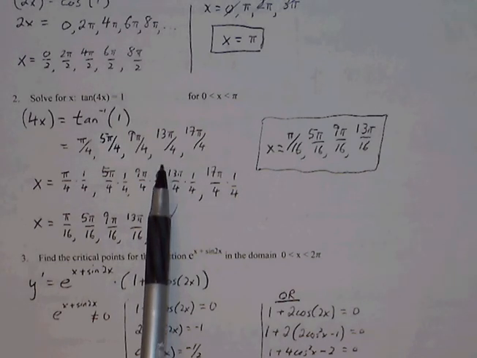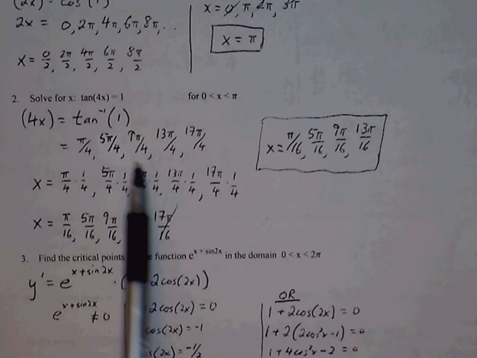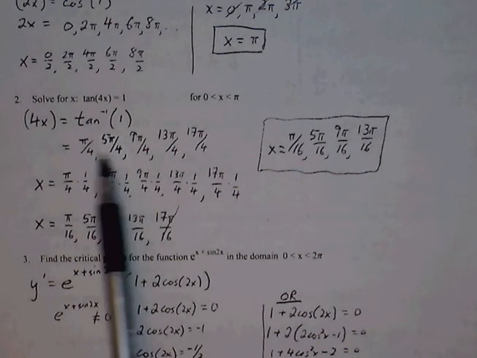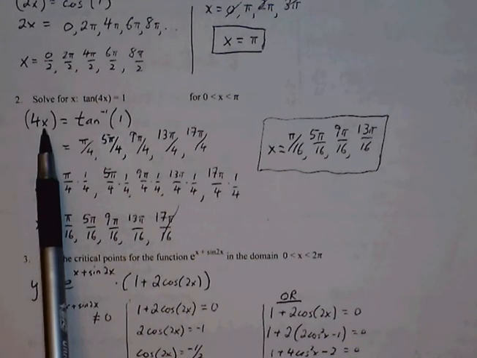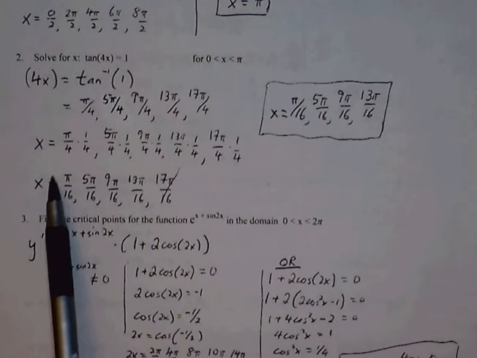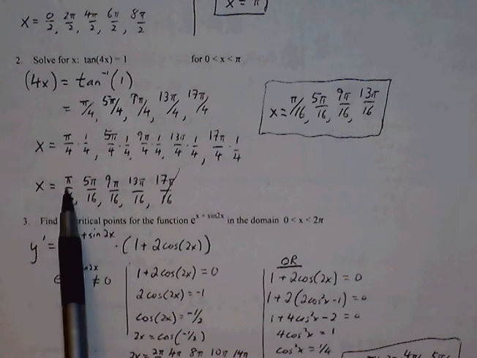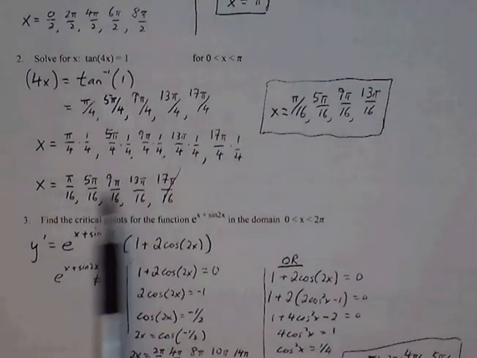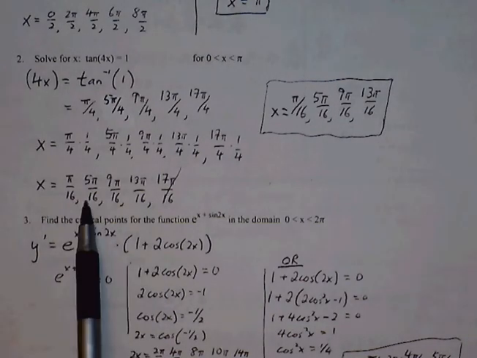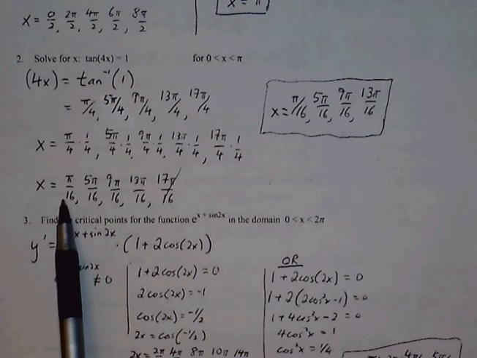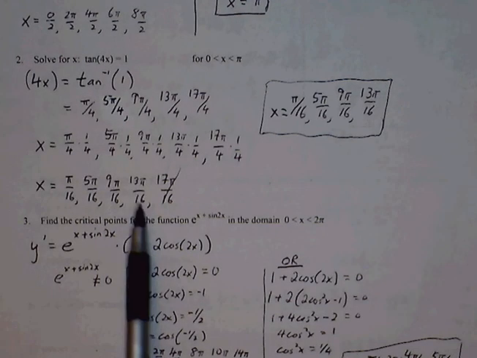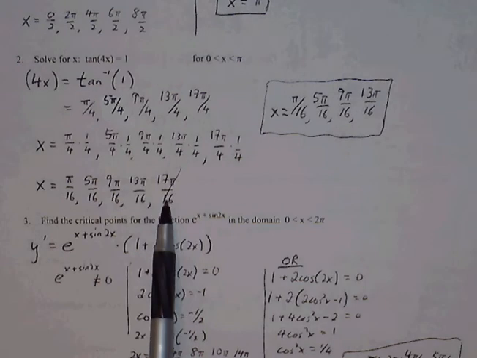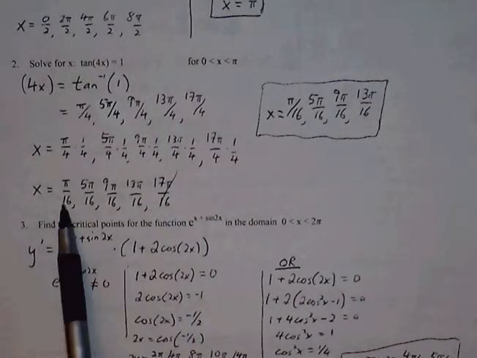And so now we divide all of our values by 4 because we're trying to solve for x. So now we have pi over 16, 5 pi over 16, 9 pi over 16, 13 pi over 16, 17 pi over 16. Now all these values are between 0 and pi, right? 13 pi over 16 is smaller than pi. 17 pi over 16, we know that's out. So we know our solution will only be the first four.